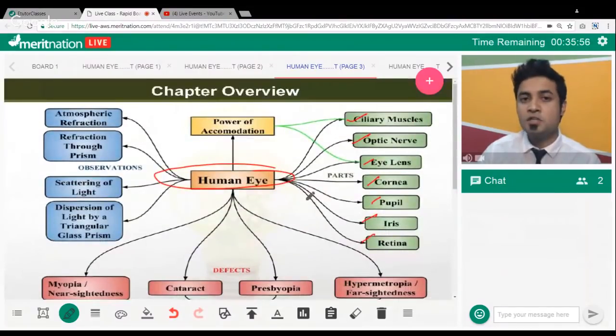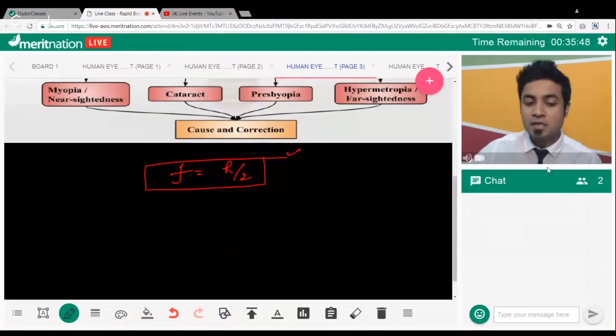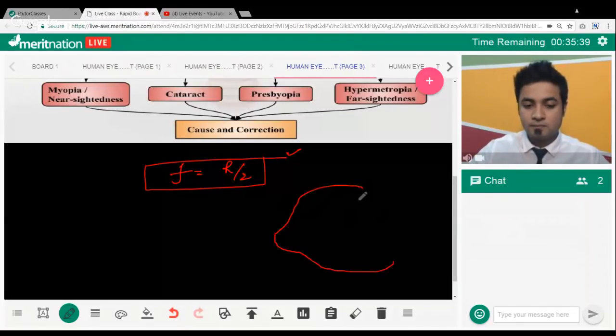The optic nerve is the one which sends the electrical signals to the brain, because we have an inverted image. Let me just draw it, just a moment. Guys, I'm a bit bad at drawing, I'm really sorry for that.